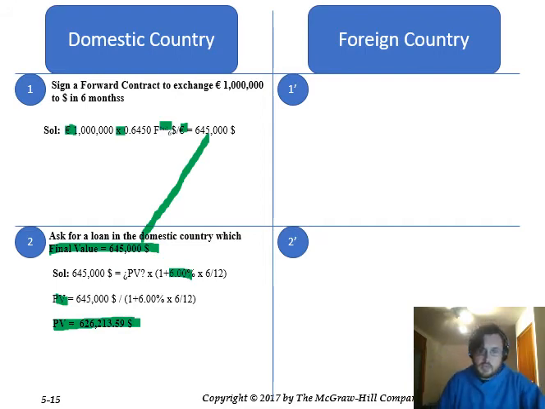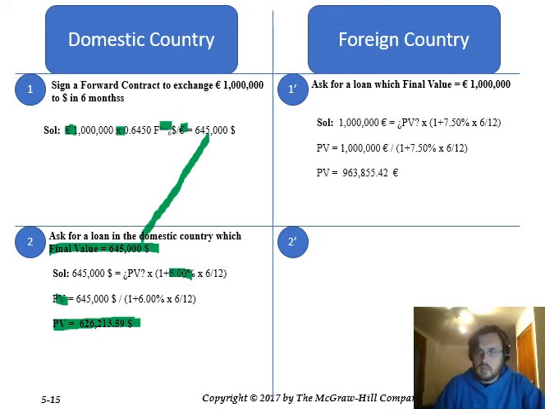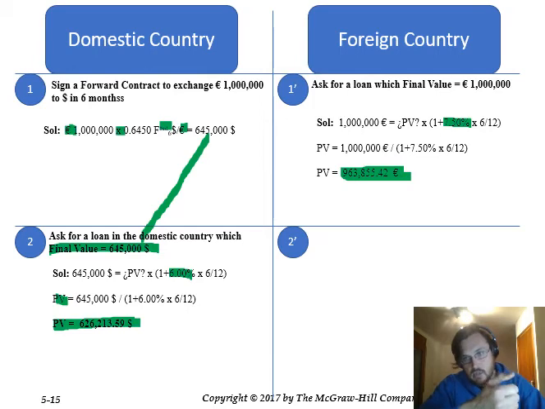Let's go for the foreign country. We ask for a loan whose final value equals 1 million euros. That's the money that we are getting in 6 months, right? Now the interest rate to borrow money in euros is 7.50%. So we solve for this and we get 963,155.42 euros. Okay, that's the money that we can get today, but that's not the final answer because we need dollars. We are American now.